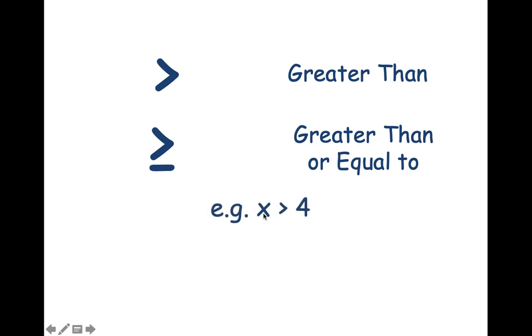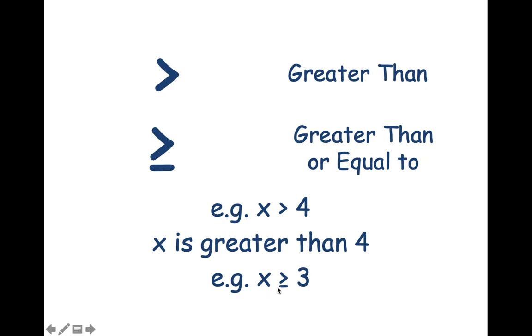So for example, if x is greater than 4, x is going to be any number bigger than 4. So it could be 4.1, 4.2, 4.5, 4.7, 5, 7, 8. But if it was a whole number, it could only be 5 and above. Whereas for this one, x is greater than or equal to 3. It can be equal to 3 and anything else more. So please make the clear differentiation.